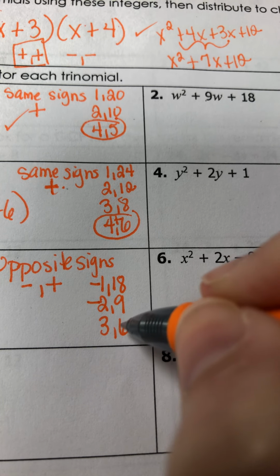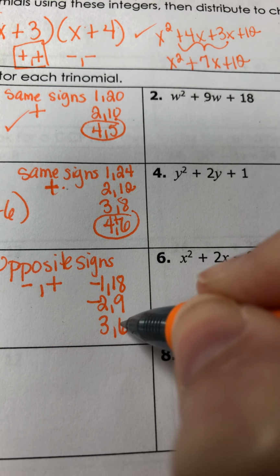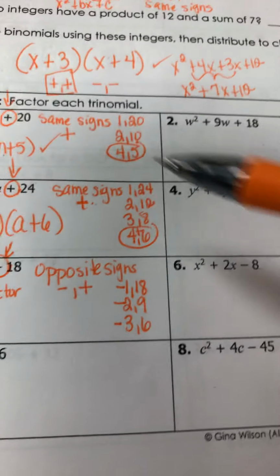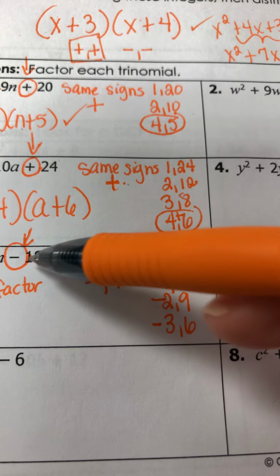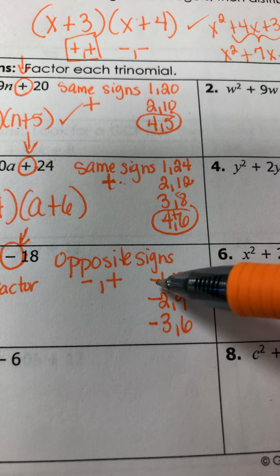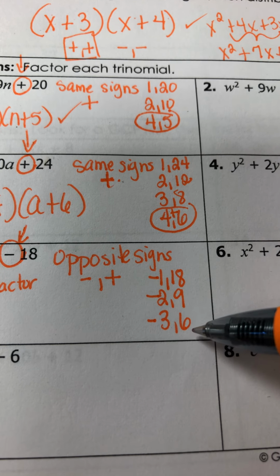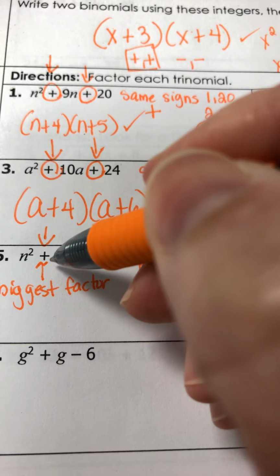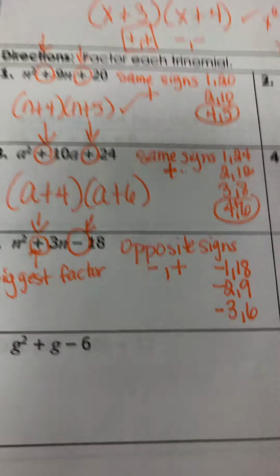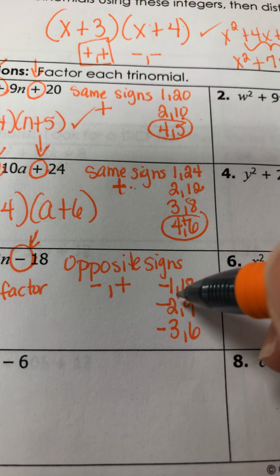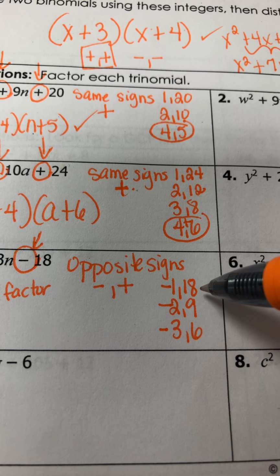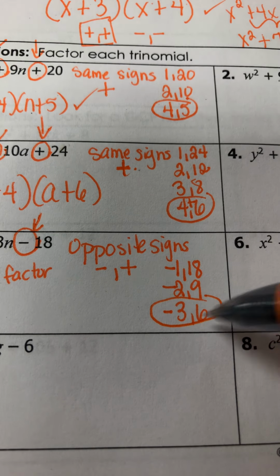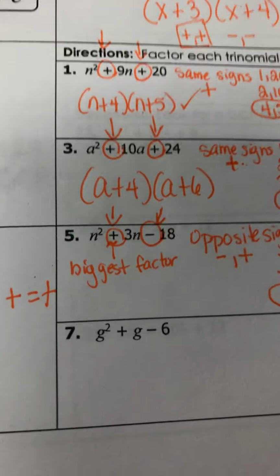3 and 6, 6 is my biggest factor, so it needs to be positive, so 3 will be negative. Now, I need to multiply and get C, which is negative 18. All of these will multiply and give me negative 18. I need to see which ones will add to give me positive 3. So this is positive 17, positive 7, positive 3. Negative 3 plus 6 is a positive 3.